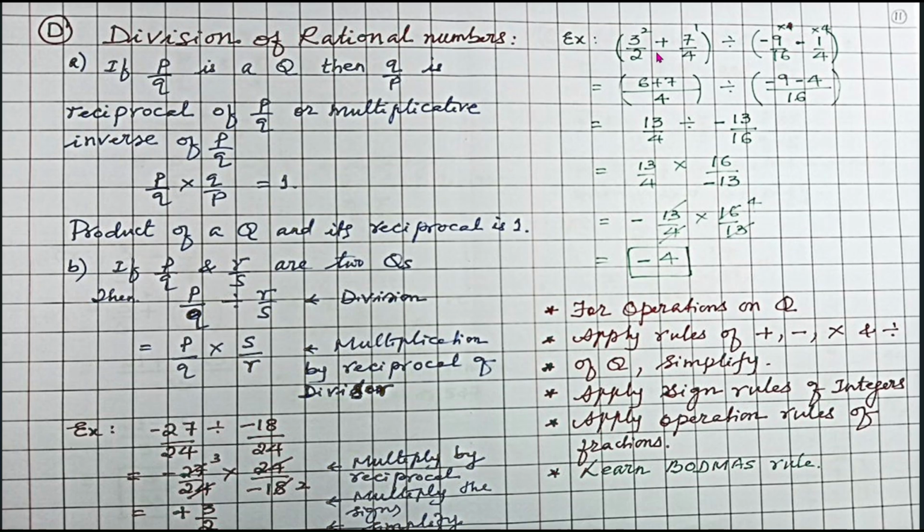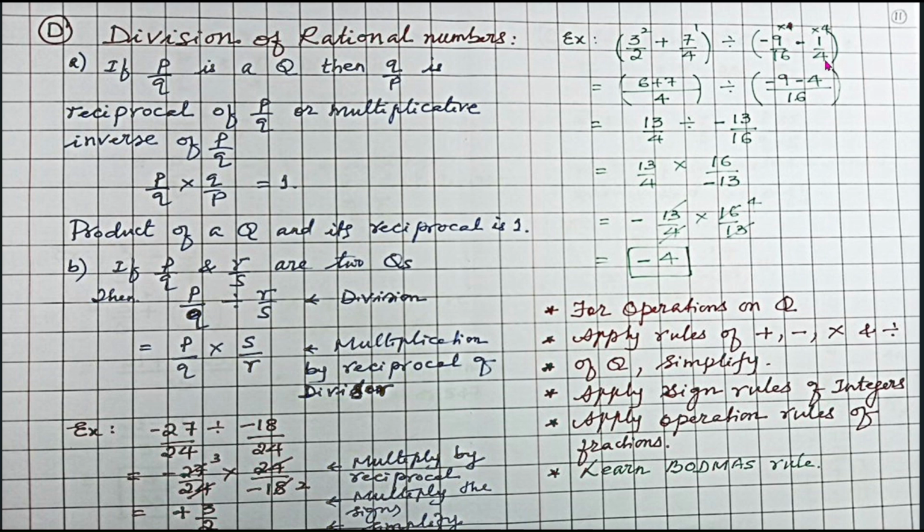Now another example, 3 by 2 plus 7 by 4 is one group of rational numbers, and divided by minus 9 by 16 minus 1 by 4, another group of rational numbers. So first of all, solve the bracket following the BODMAS principle. We have to apply the BODMAS here. So 3 by 2, the denominators are different, so therefore we have to take the LCM of 4 and 2, that is 4. So 2 into 2 is 4, 3 into 2 is 6, 4 on the 4, 7 on the 7, add the numerators here, we get 13 by 4.